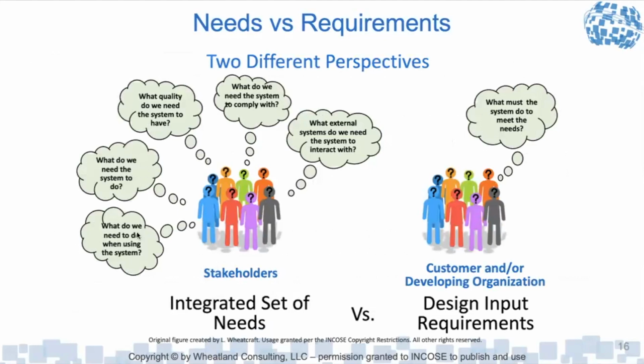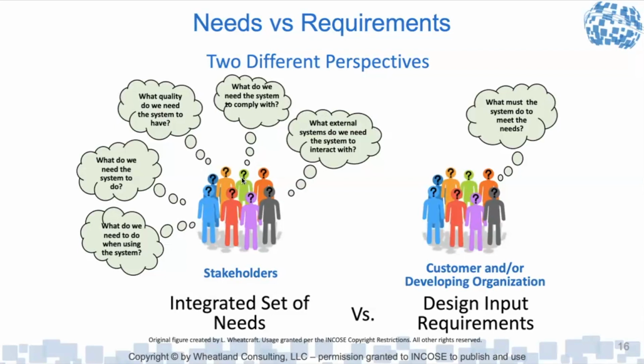The stakeholders are asking, what do we need to do when using the system? What do we need the system to do? What quality do we need the system to have? What do we need the system to comply with? Regulations and standards. What external systems do we need the system to interact with? So those are all questions the stakeholders have up front. So we have to work with stakeholders to understand all these questions. There are going to be disconnects and problems, inconsistencies, and so on.